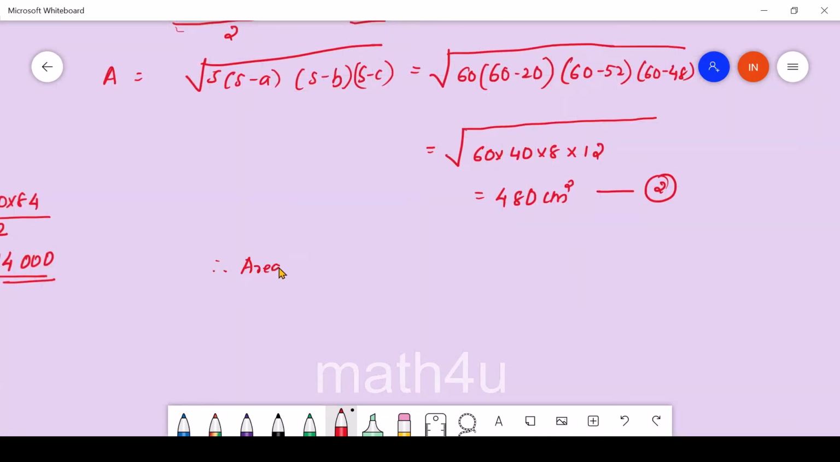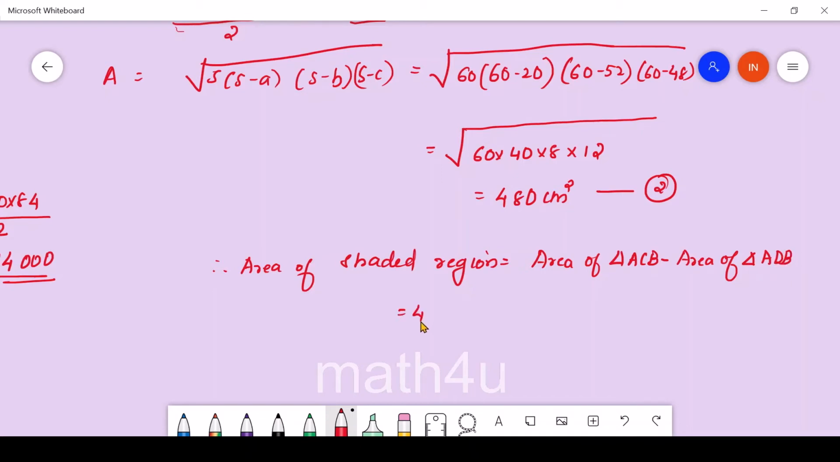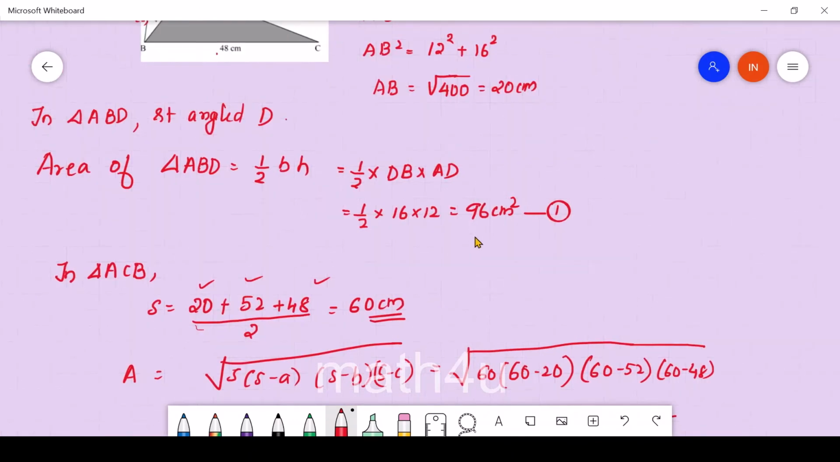area of shaded region is equal to area of triangle ACB minus area of triangle ADB. So this is equal to 480 minus 96. You will get it as 384 centimeters square. So the area of the shaded region will be equal to 384 centimeter square.